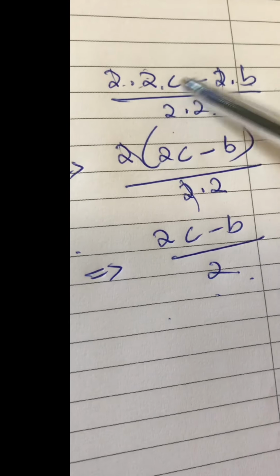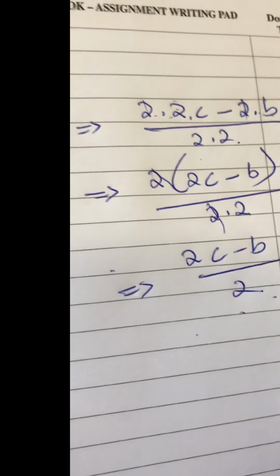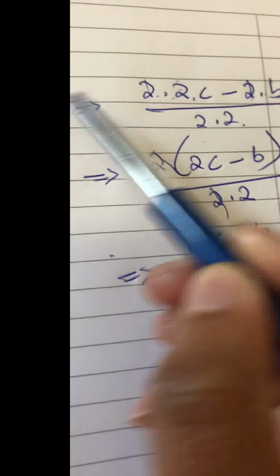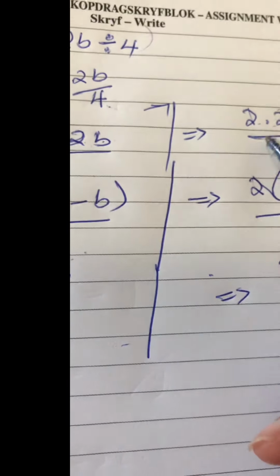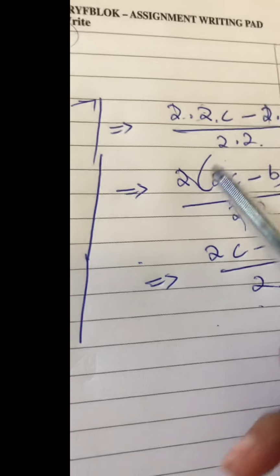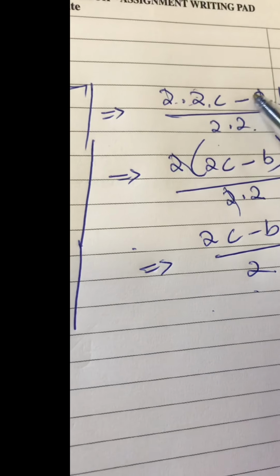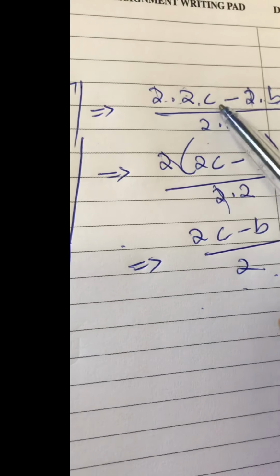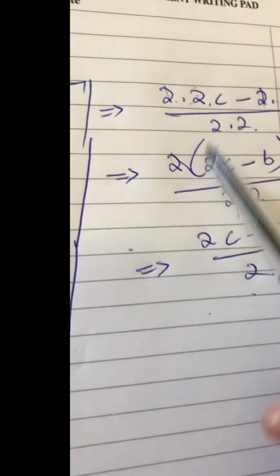Or you can come to this side and say 2 times 2 times c minus 2 times b all over 2 times 2. I want you to understand how. If you say 2 times 2 times c minus 2 times b, it's actually this answer. It's 4c minus 2b all over 4, but we wrote it this way. So now we remove the common factor. Our common factor from here, from 2 times 2c minus 2 times b, is actually 2.